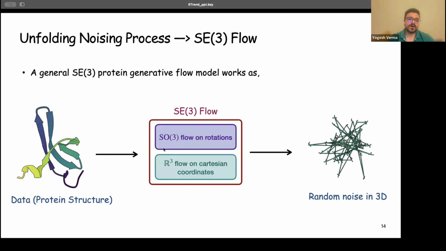So how does it work? Let's say, recapping, this is what a general SE3 protein generative flow looks like. They have a structure, they do this SO3 flow and R3 flow, and go to random noise. So how do we fit in?